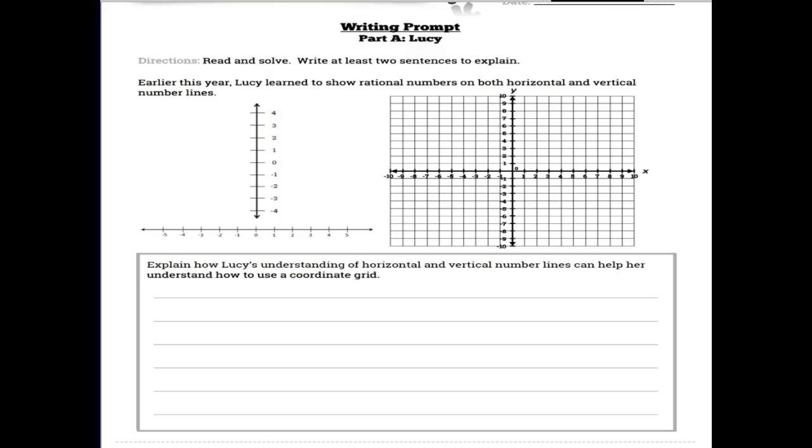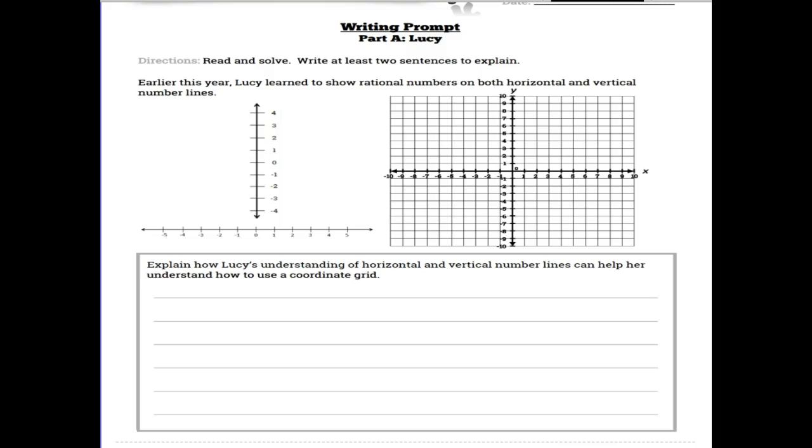Okay, and I'll wait just a moment in case you haven't gotten it yet for you to be able to have received your papers. Okay, by now everyone should have their papers and written their name at the top. So this first one is a writing prompt, and we've done one of these before. So let's look at the directions.